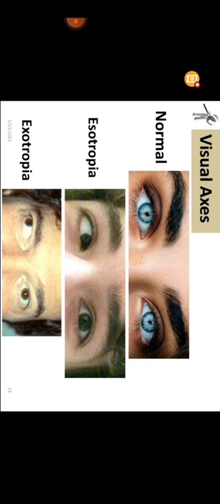So eso means something that is directed inwards, and exo means something that is directed outwards. If it is directed inwards, it is eso, and if it is directed outwards, that is exo. So you can see one directed outside and one directed inwards. Okay. So the next important thing that you should note is the nature of the visual axis. Is there any kind of esotropia or exotropia?